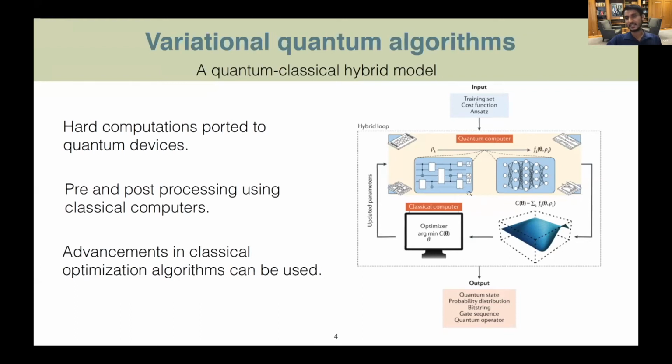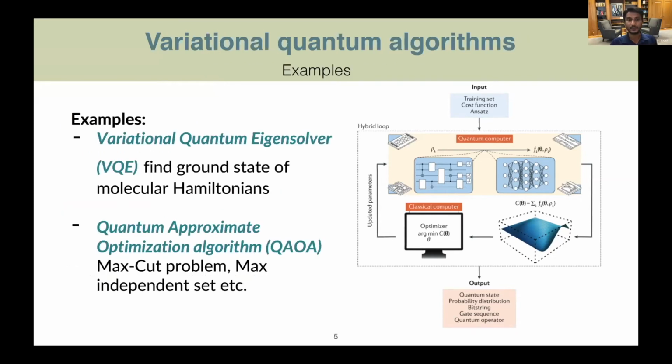And the good thing about this is that we already have quite advanced optimization algorithms in classical computing. All those can still be used to do optimization, so we don't really have to look for a quantum optimization to be able to do something useful at this moment. The examples are VQE and QAOA, which are the forefront examples at this time: finding the ground state of molecular Hamiltonians, max cut problems, and so on.